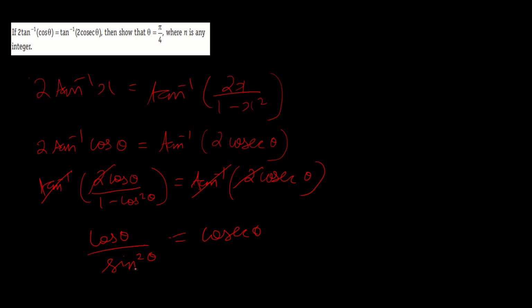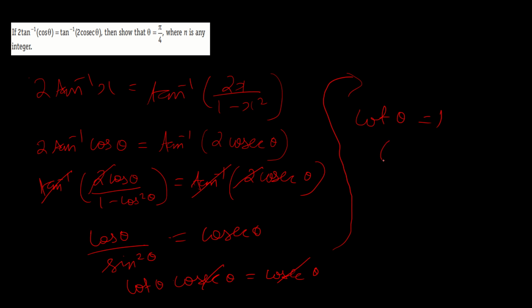Cos theta by sin square theta: we know sin theta into sin theta. Cos theta by sin theta is cot theta, into 1 by sin theta is cosec theta, equal to cosec theta. Cancel out. Let's write the remaining: cot theta equals 1, so theta equals pi by 4, because tan theta and cot theta have the same value, pi by 4, for the value 1. See, simple question, right?